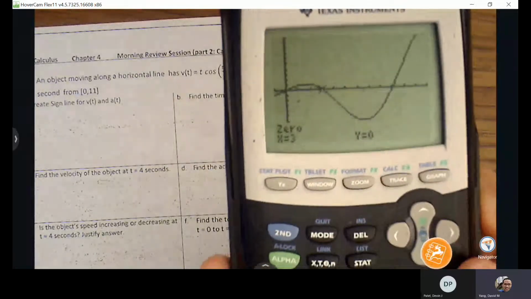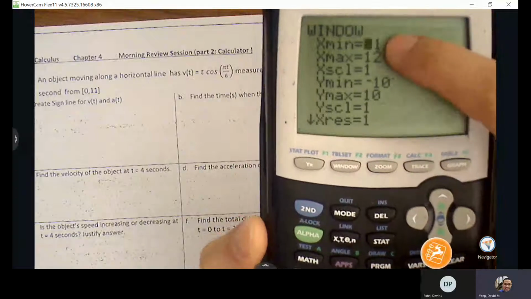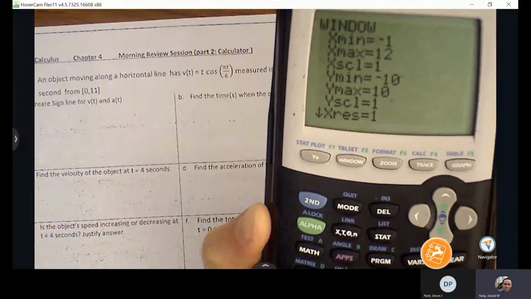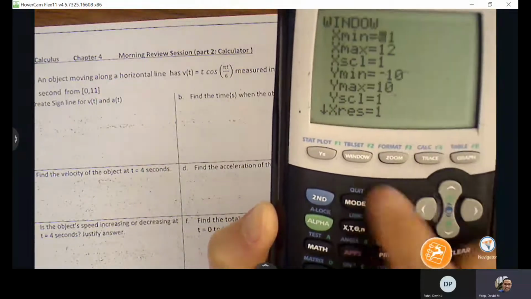Yes? How did you put the 0 and the 11? Oh, you go to window, and then you just type in x min, x max. You can do 0 to 11, or I went a little bit to the left. I went -1 to 12. Yeah, so window. There you go.